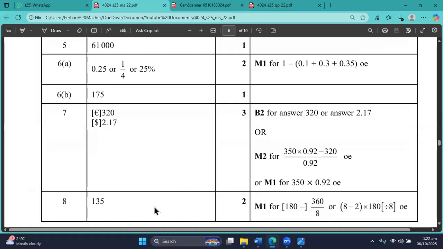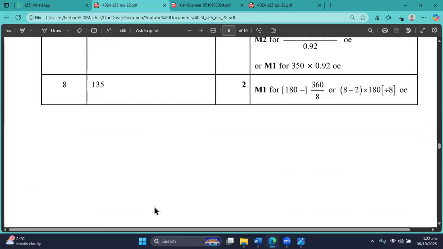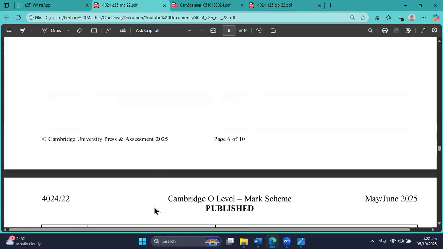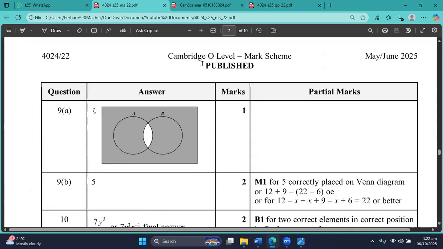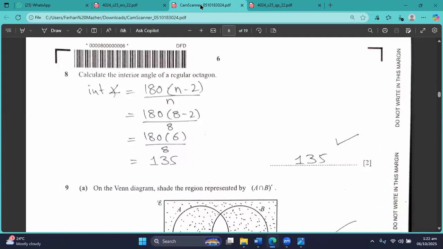So you can see that our answer is right. So question number 8 is done. This is how this is done. You should remember the formula for the internal angle of a regular polygon. That is 180 bracket n minus 2 bracket close divided by n.